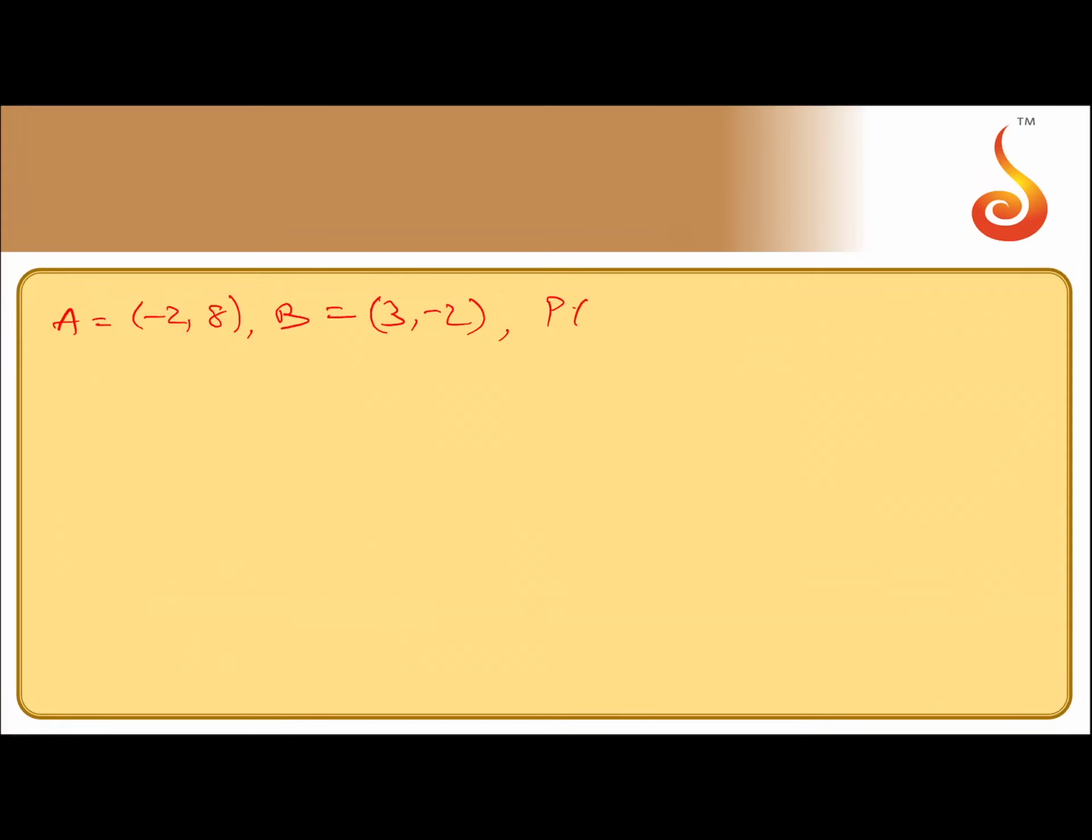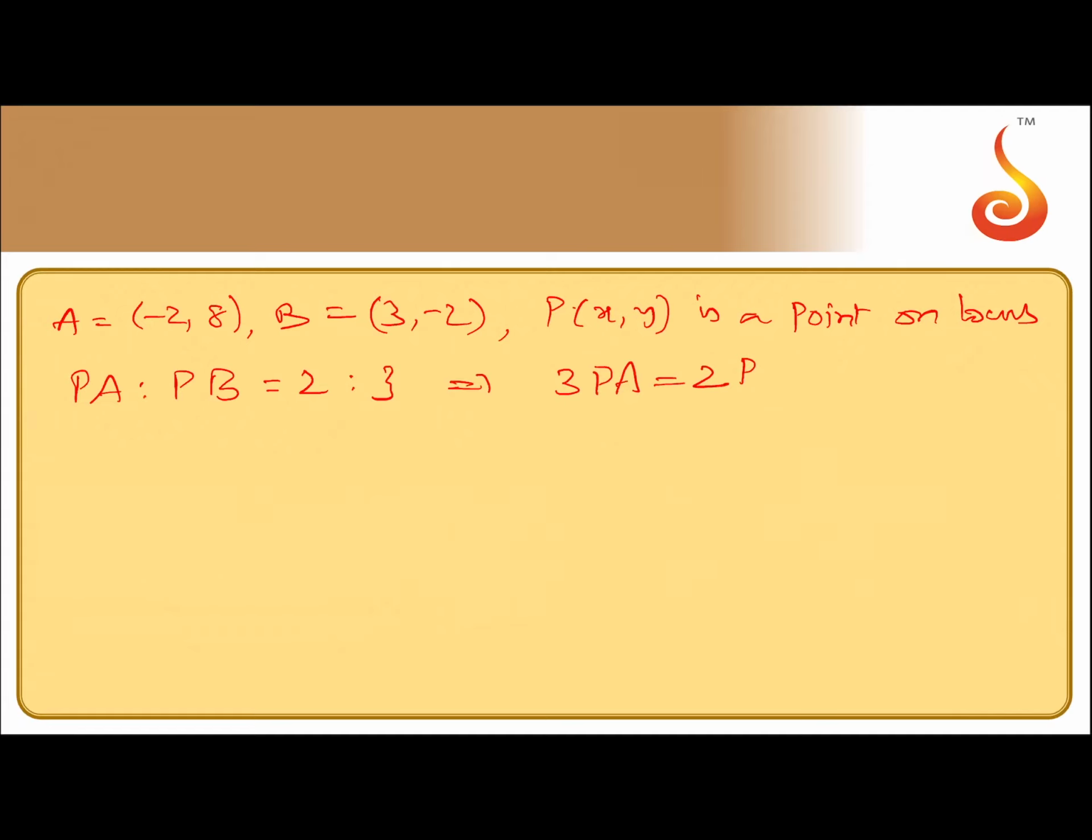And I say P(x, y), a point on the locus, is a point on the locus such that PA is to PB equals 2 is to 3. From this, I say 3 times PA is equal to 2 times PB.